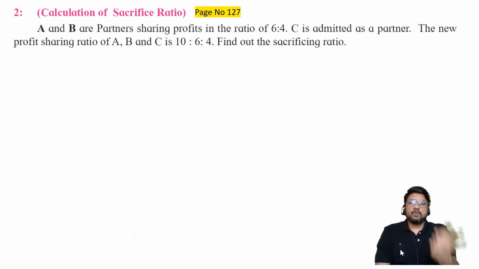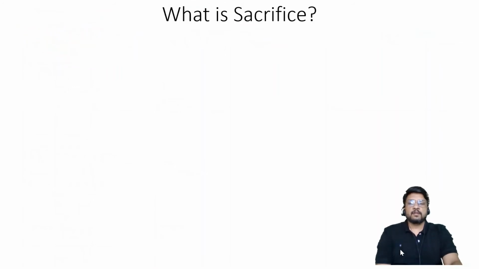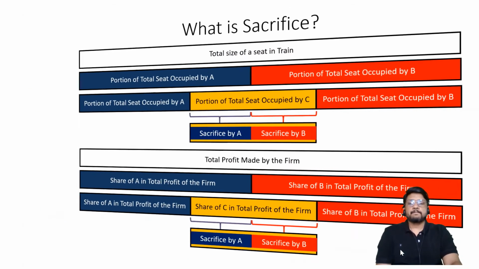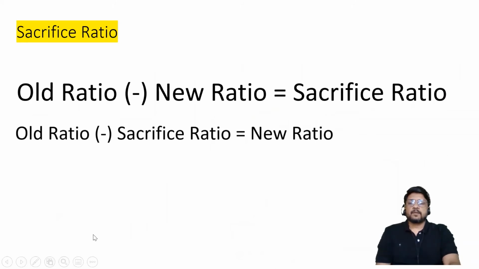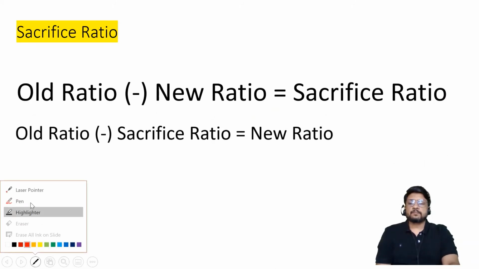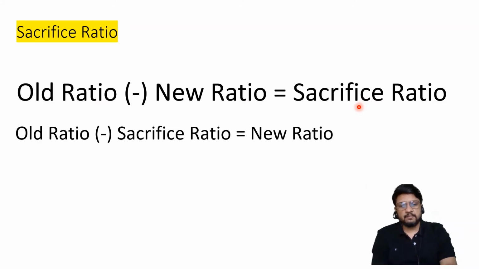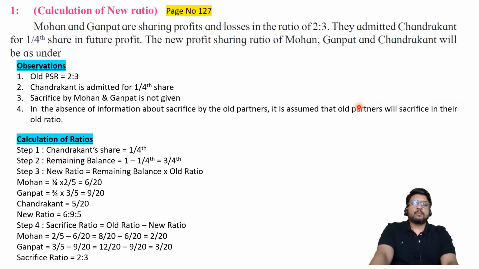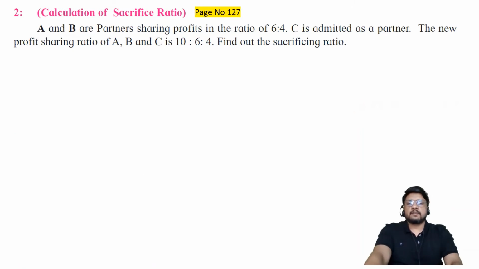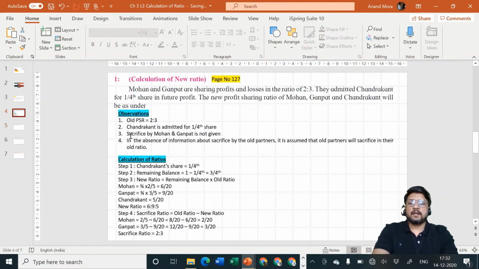But in the second question, old ratio is given and new ratio is given. Both the ratios are already given, so we are going directly for this point. Old ratio is given and new ratio is also given, so we'll calculate sacrifice ratio. We are going to use the first equation, old ratio given minus new ratio given is equal to sacrifice ratio to be calculated. Clear to all of you? Everybody? Very good. Let me go back to my question and I'll directly write the observations and then make calculations.